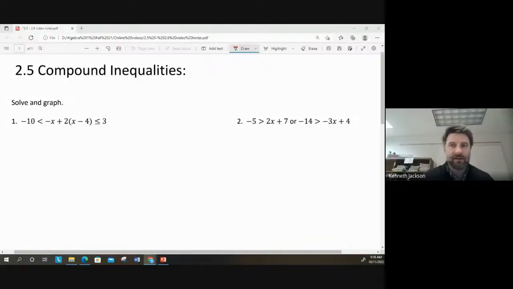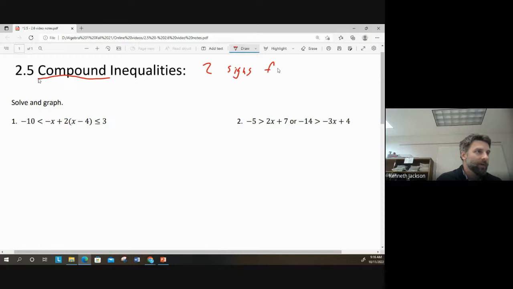These are notes for section 2.5 and 2.6. That's compound inequalities and absolute value inequalities. We'll take 2.5 first. Compound inequalities. This word compound simply means that we have two inequality signs, two signs for one problem.